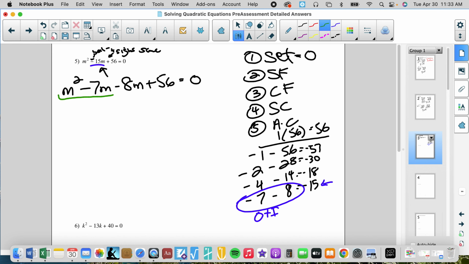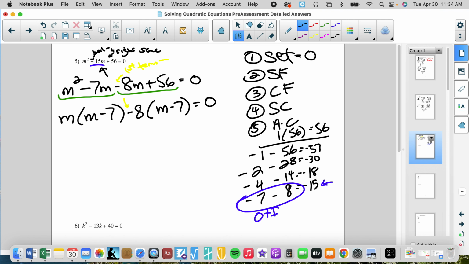So we're going to group the first two, group the second two by factor by grouping, and we will look at what is the common factor between m squared and negative 7m. We can factor out an m. That leaves us with m minus 7. We look at our second group, negative 8m plus 56. We can factor out a negative 8 since our first term is negative. We must factor out a negative. And if we factor out a negative 8, we get m minus 7.